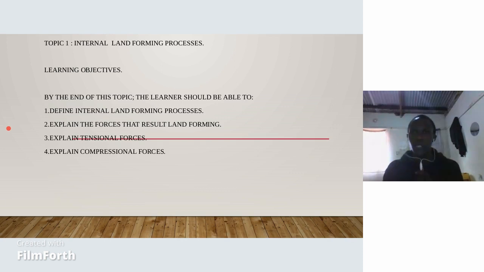We're going to study about internal land forming processes, and at the end of this lesson, you as a learner are expected to define internal land forming processes, explain the processes that result in land forming. Also, you are expected to explain internal tensional forces and lastly, to explain compressional forces.